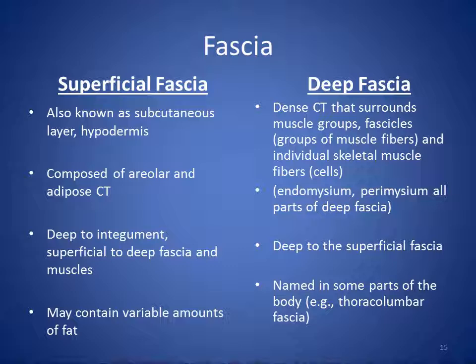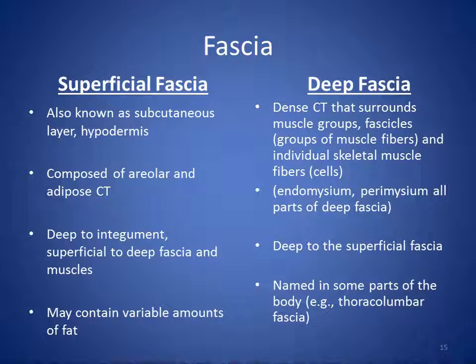There are also many different kinds of fascia throughout the body. Here are two examples, the superficial fascia and the deep fascia. Superficial fascia is known as the subcutaneous layer or hypodermis. It is composed of areolar and adipose connective tissue. So this superficial fascia is then deep to the integument, but superficial to the deep fascia, which surrounds muscles, and it may contain a variable amount of fat.